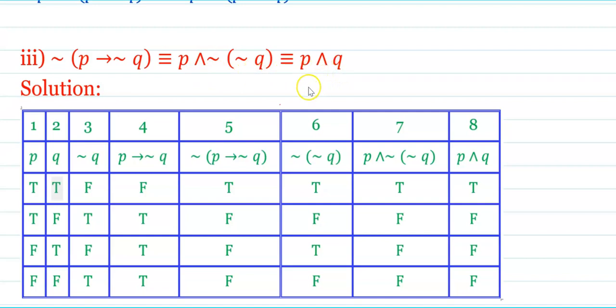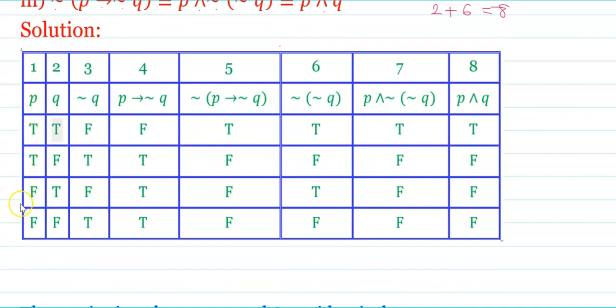Okay, again see this here. The statements are two and they are connectives. 1, 2, 3, 4, 5, and then 6. That is 2 plus 6, which equals 8. 8 columns are there and the number of rows is 4. Again, first P: T, T, F, F. Q means what? T, F, T, F.